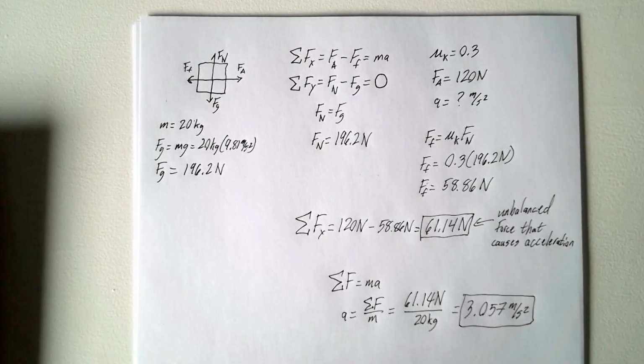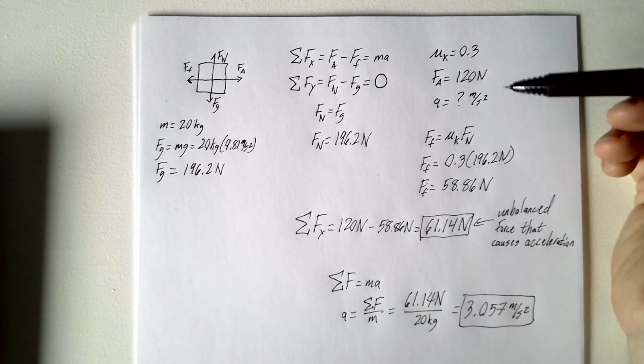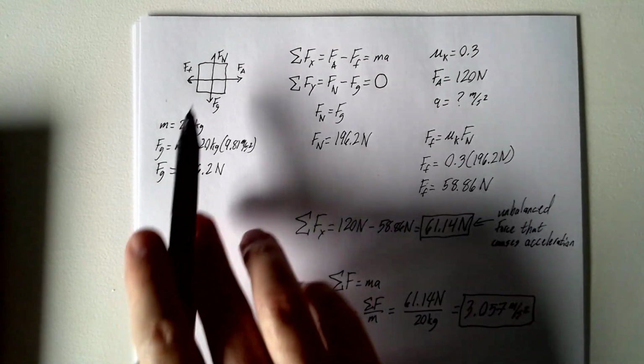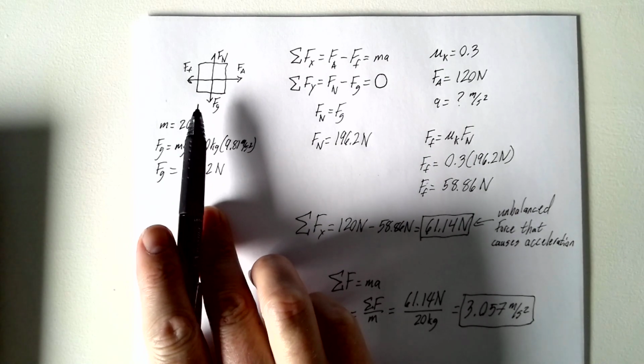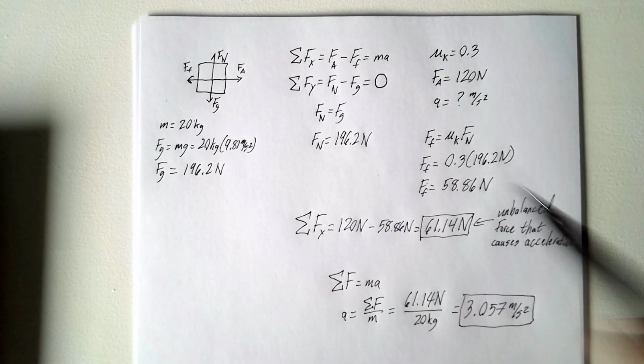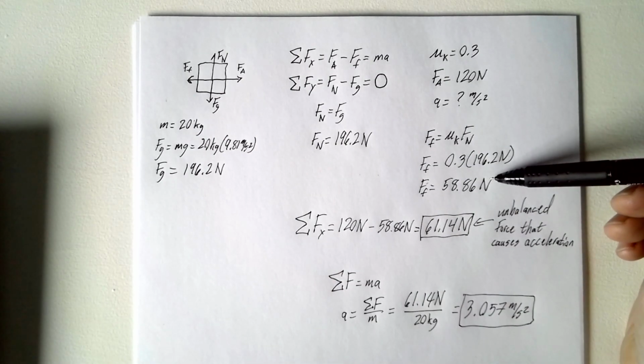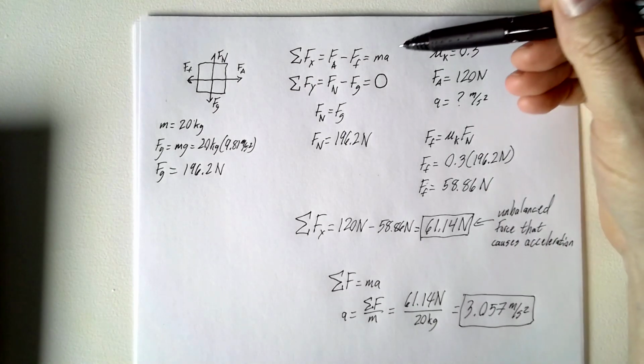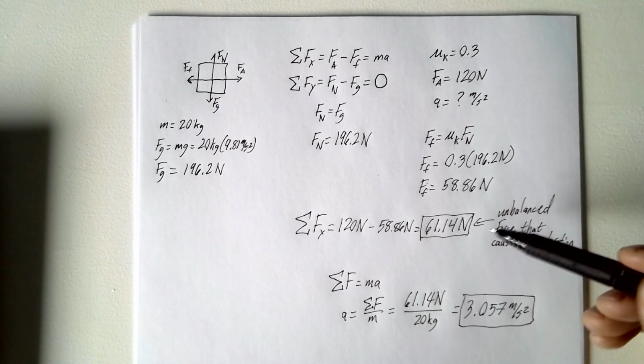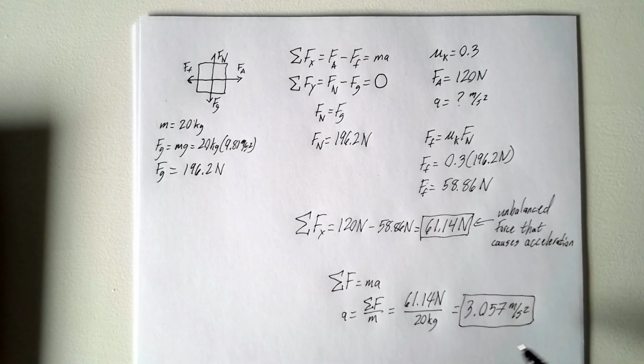So that's about as general as we can get. We start from a horizontal push. We solve our normal force to find our force of friction, plug that into the net force in the x to find our unbalanced net force, and then solve Newton's second law for acceleration.